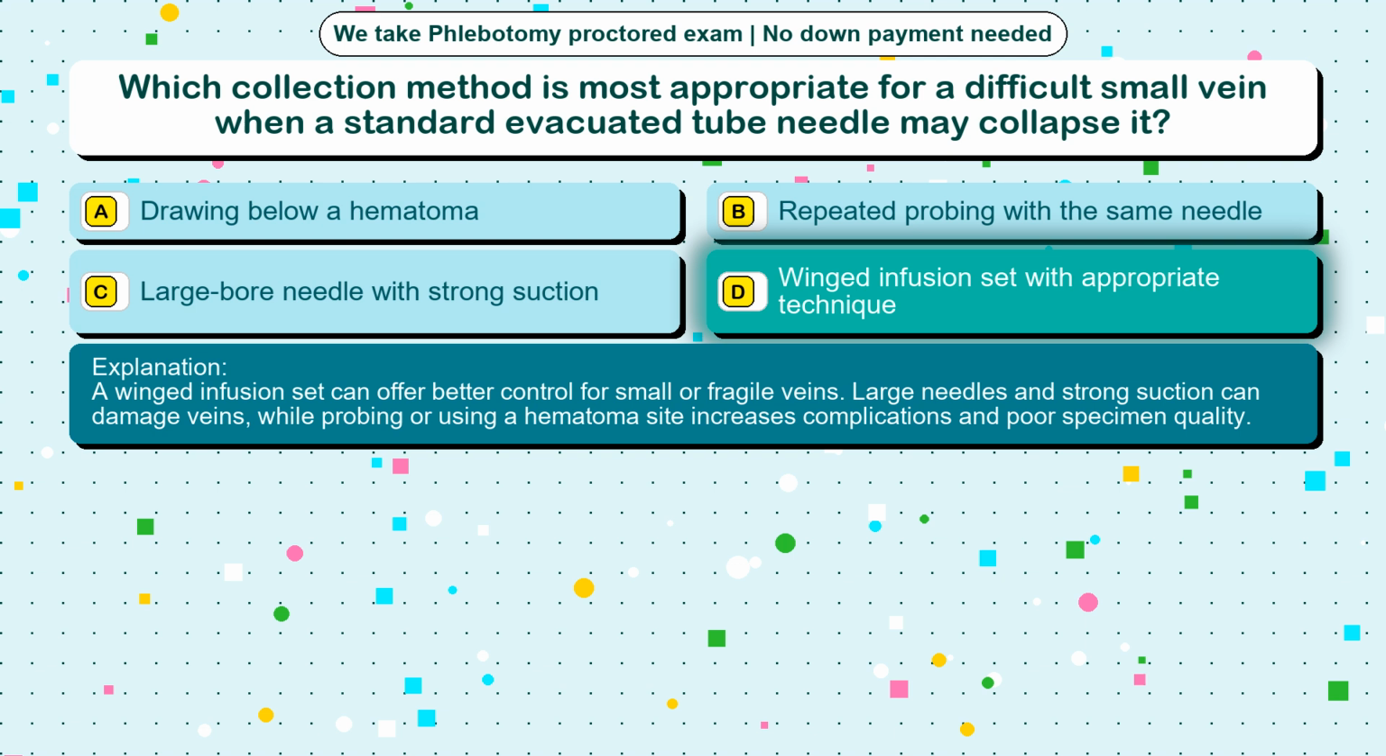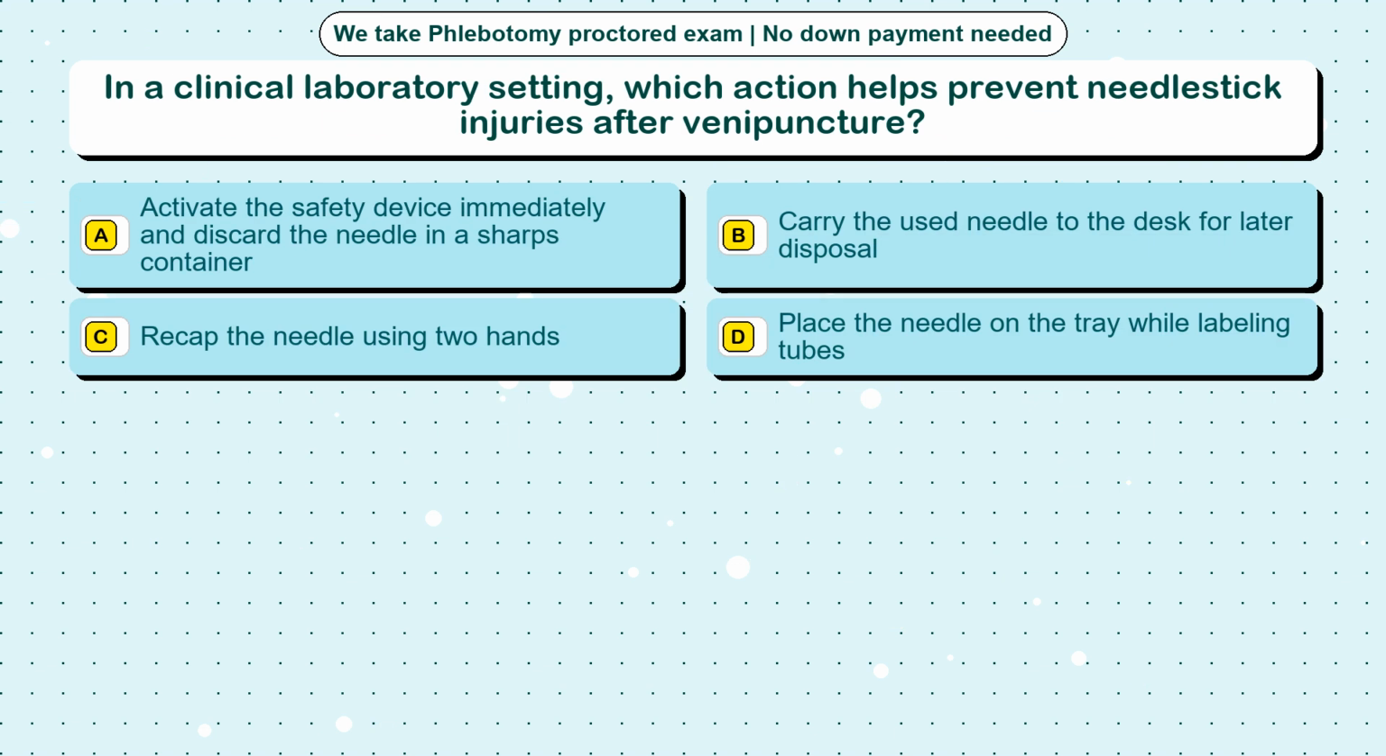Question 8. In a clinical laboratory setting, which action helps prevent needle stick injuries after venipuncture? Option A. Activate the safety device immediately and discard the needle in a sharps container. Option B. Carry the used needle to the desk for later disposal. Option C. Recap the needle using 2 hands. Option D. Place the needle on the tray while labeling tubes.